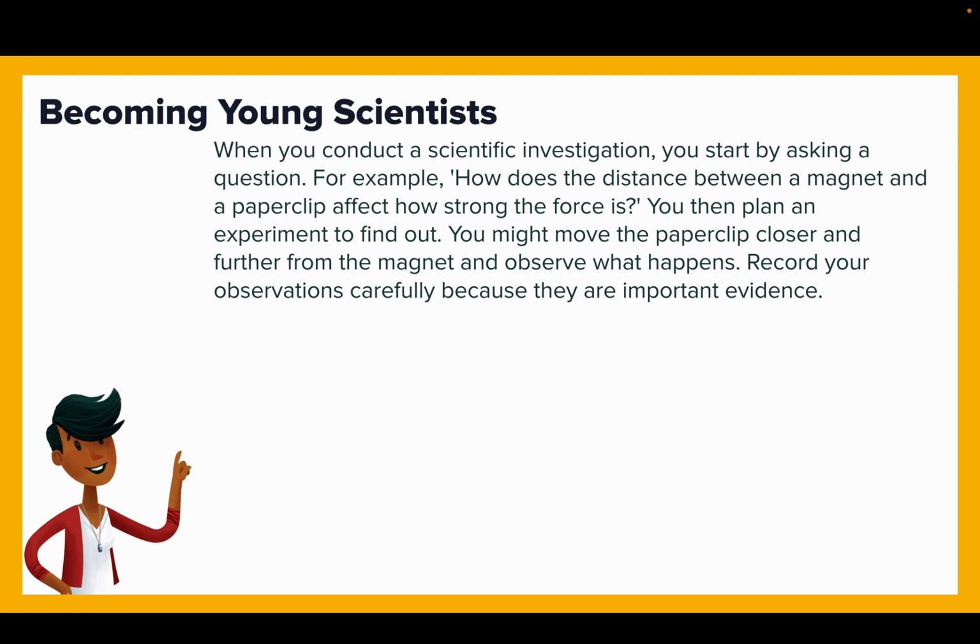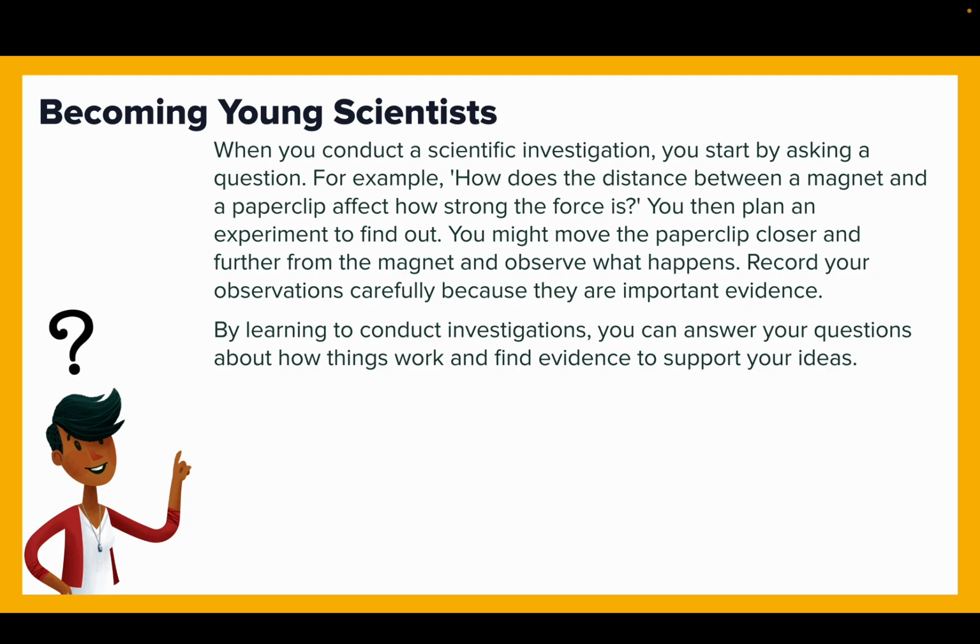Becoming young scientists. When you conduct a scientific investigation, you start by asking a question. For example, you might ask, how does the distance between a magnet and a paperclip affect how strong the force is? Then you can plan an experiment to find this out. You might move the paperclip closer and further from the magnet and then observe what's happening. Record your observations carefully because they are important evidence. By learning to conduct investigations, you can answer your questions about how things work, and you can find evidence to support your ideas.